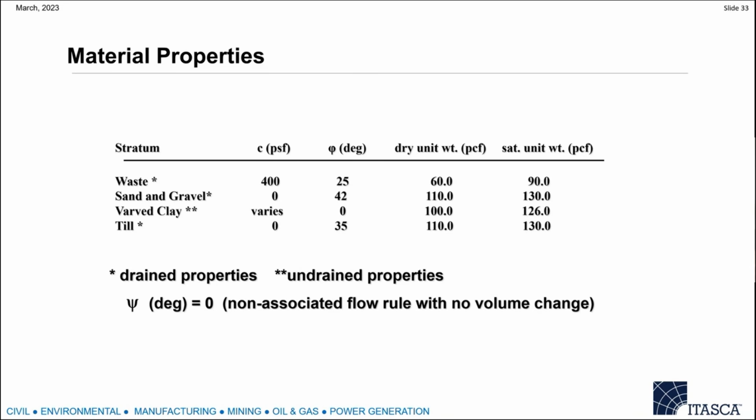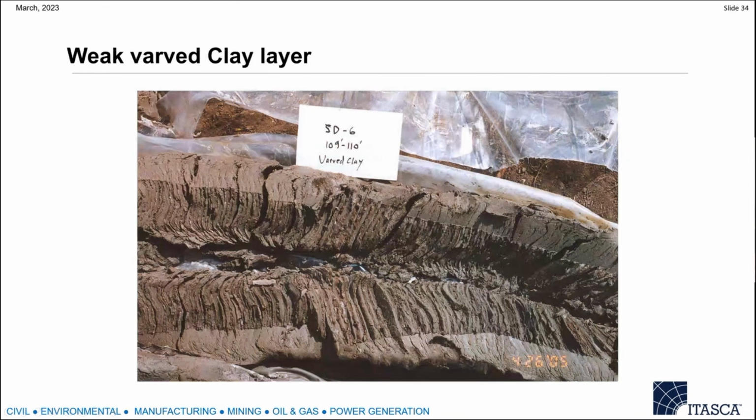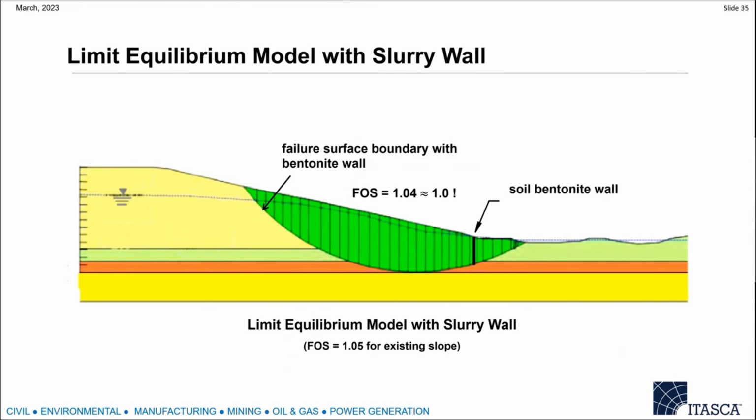So these are the material properties. Just pay attention to the clay. They have various cohesions. Okay. So these are weak clay layers. Okay. Using the limit equilibrium method with the slurry wall, the factor of safety is close to 1.04, which is actually very close to 1.